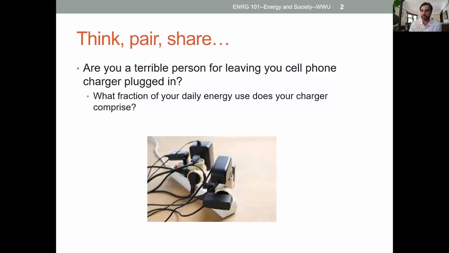So no, you're not a terrible person for leaving these little chargers plugged in. There's some things that if you leave plugged in will begin to consume a lot of energy. And so if you're away for the weekend or a week or something, you may consider unplugging them. We'll get into it. Xbox. Yeah, Xbox is a bastard. It just consumes a lot of energy when it's sitting there plugged in.